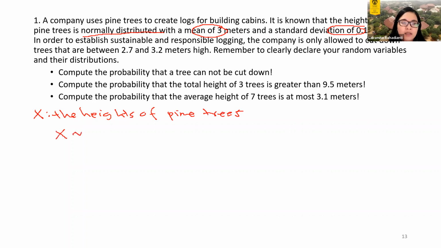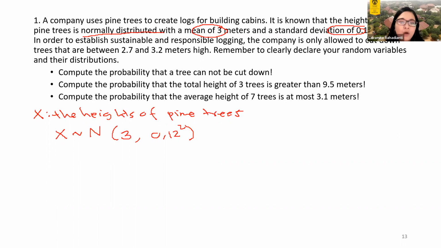And I know that X is normally distributed with 3 as the mean and a standard deviation of 0.12. Don't forget that when you are declaring the random variable, the parameter that you have to put here is not the standard deviation, but the variance. So don't forget your square over there. Okay, so in order to establish sustainable and responsible logging, the company is only allowed to cut down trees that are between 2.7 and 3.2 meters high.